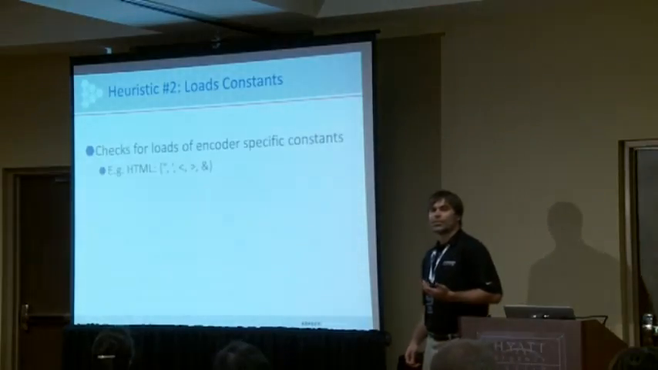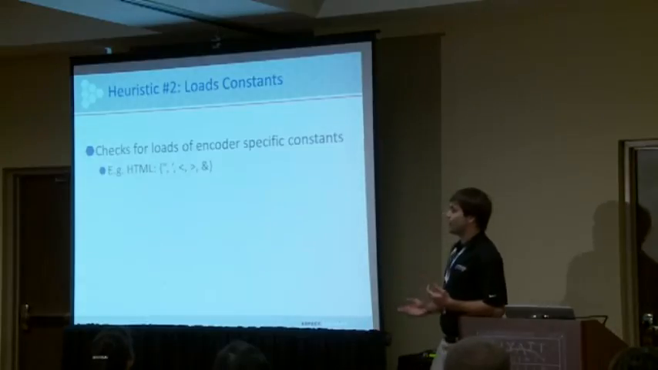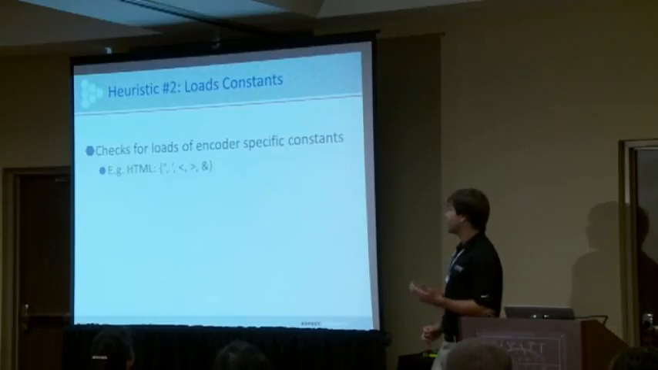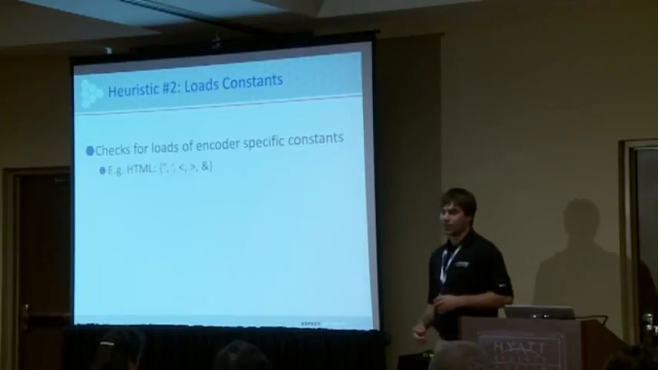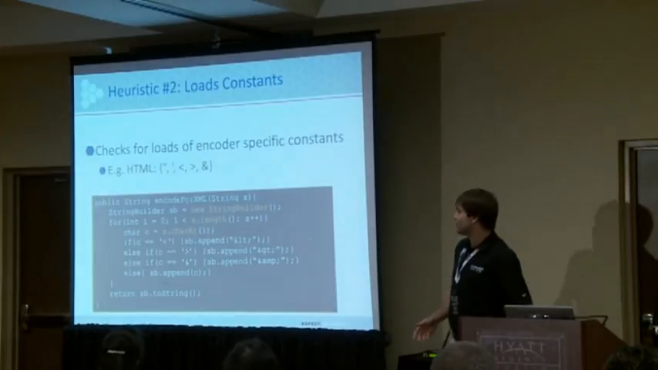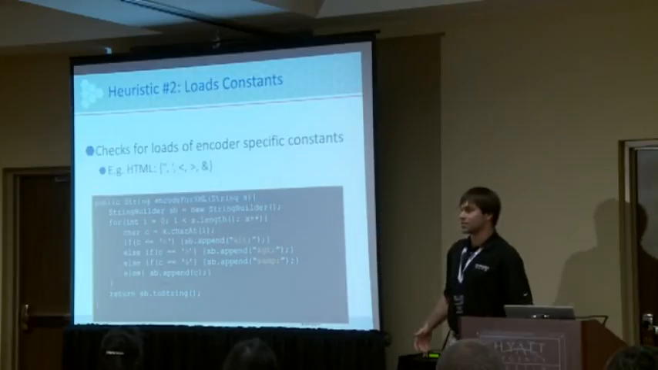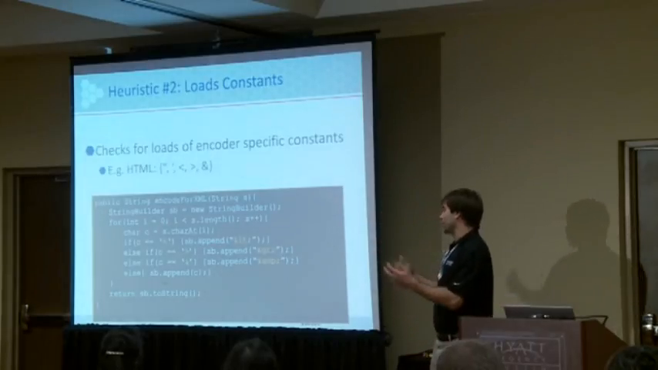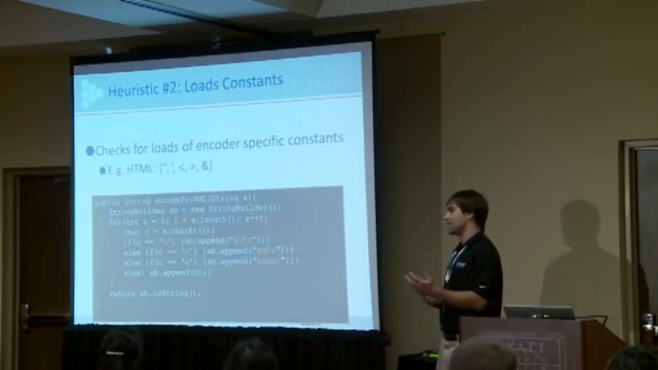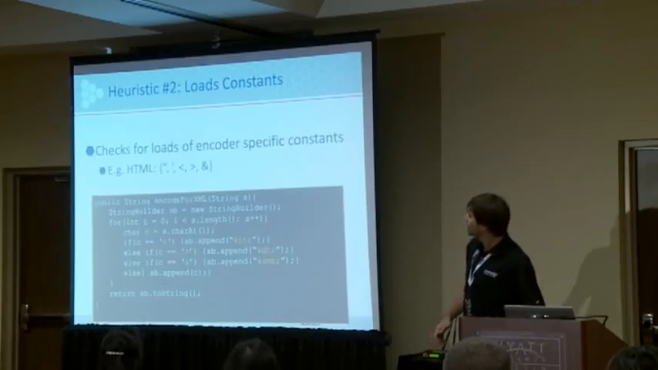The second one is we looked at whether these methods load certain constants that are going to be used for encoding. So for HTML, if you want to encode things, you need to load those things to do checking. So in HTML, we look for quotes, less than, greater than, ampersand, and similarly for other encoder types. So again, we've got the same example from last time. Those are the string iteration indicators. And these are the indicators that it's loading those constants. So if we look at this method, you can see just from those two features, this is very likely to be an encoder. And even if there was nothing else telling us it was, we'd classify it as a very likely encoder just from those two things.